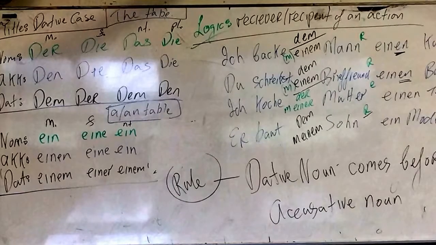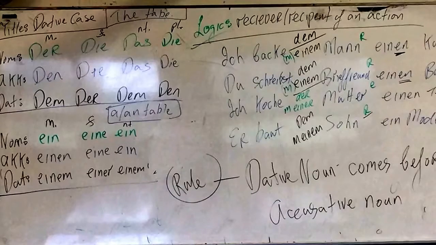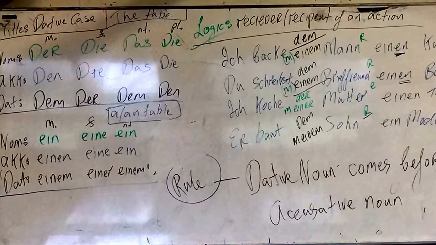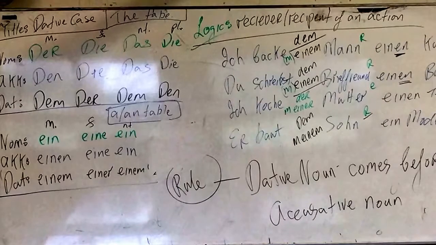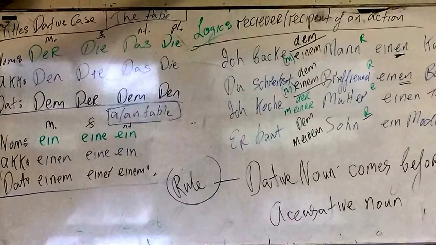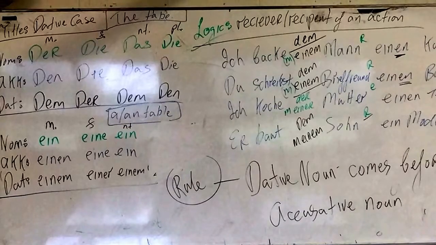Brieffreund, my pen pal, ein goes to einem, and then to make the possessive form you put mein, meinem, before it. And then likewise, meine, as we'll see in the next example, ich koche meiner Mutter.